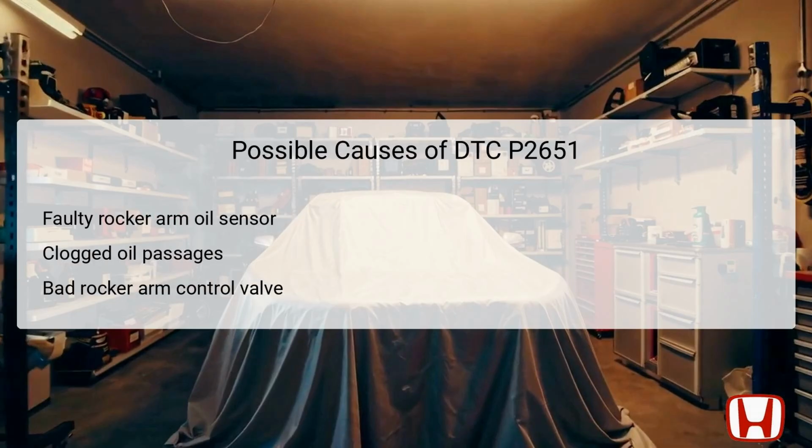Several factors can trigger the P2651 error code. Primarily, a faulty rocker arm oil pressure sensor may fail to relay the correct information to the PCM, which may be the first component to examine during troubleshooting. Additionally, clogged oil passages within the VTEC system can disrupt oil flow, leading to a drop in pressure readings. Debris in the system can hinder oil flow to critical engine parts, impacting performance.